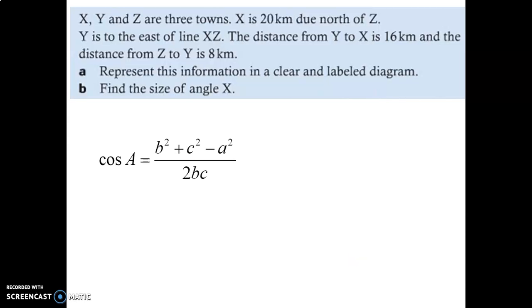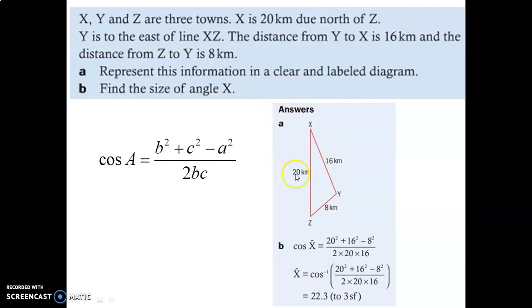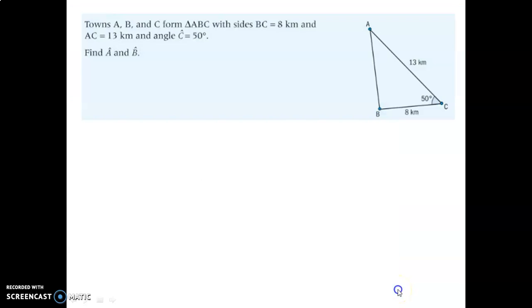Okay, in this one, it's going to be cosine rule, because we have this diagram here. If you drew the two towns due north of each other like this, another town is east of them, and the distances are given, you have this triangle where you have side, side, side, and you're looking for an angle. So side, side, side is cosine rule, looking for an angle, set it up, there you go. Check your work carefully right there. All right, how about this one?